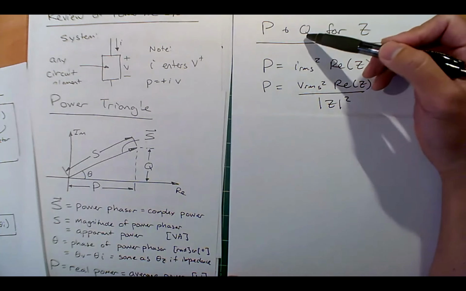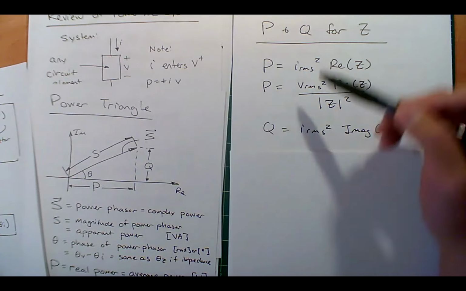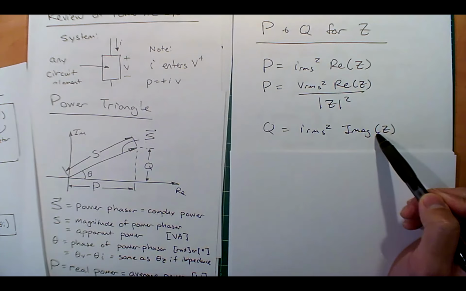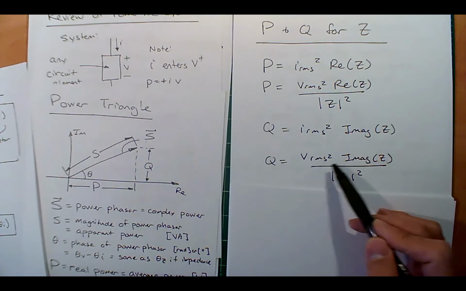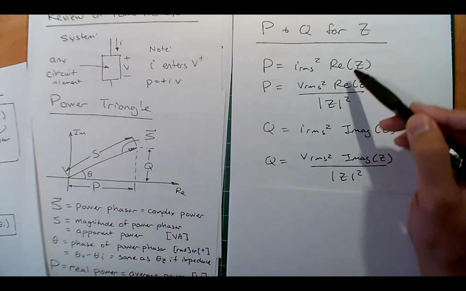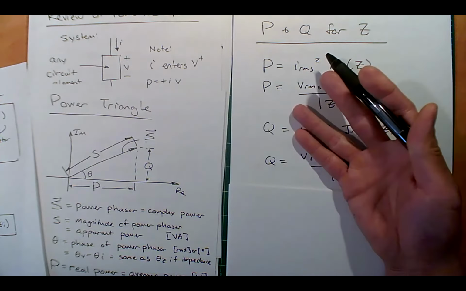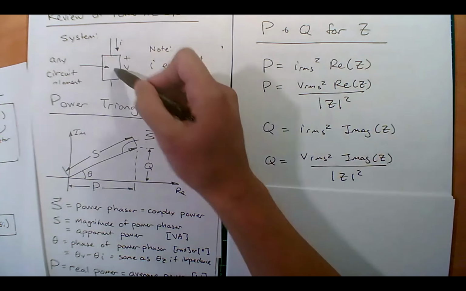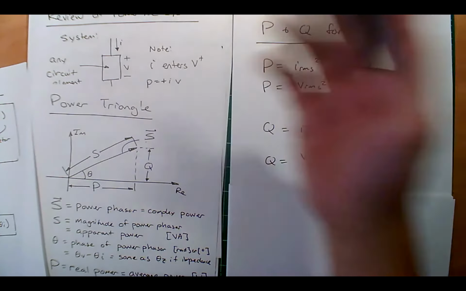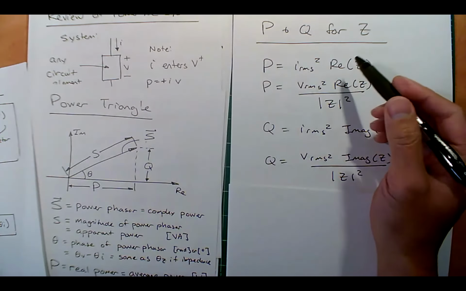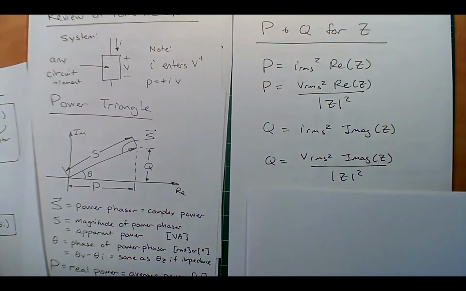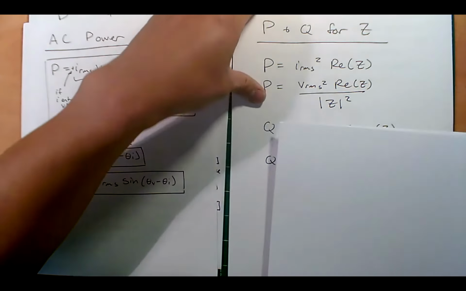Now, it's very similar for Q. It's IRMS squared times the imaginary part of Z, and VRMS squared times the imaginary part of Z over Z squared. So if you remember one, you can remember the other. These are just useful formulas in case the element you're looking at is a Z. It's like a resistor. Remember the DC case, I squared R, V squared over R. Look how the formulas are matched. Okay. Let's look at a simulation and see that this has some consistency.